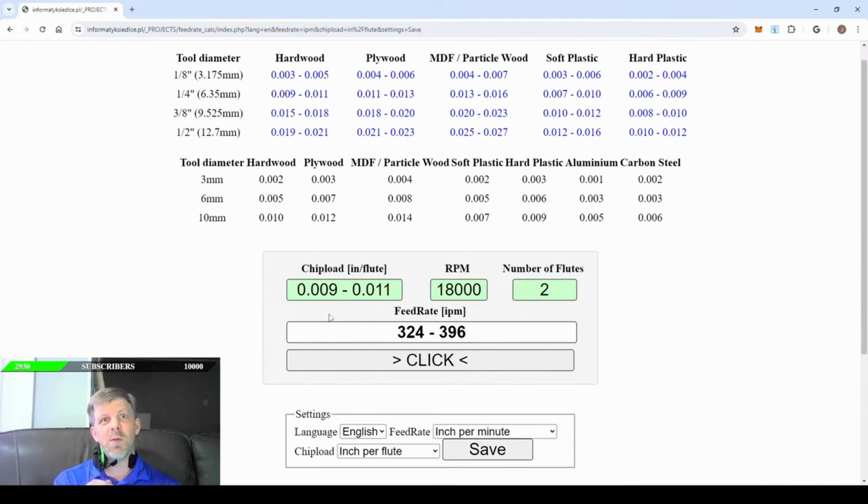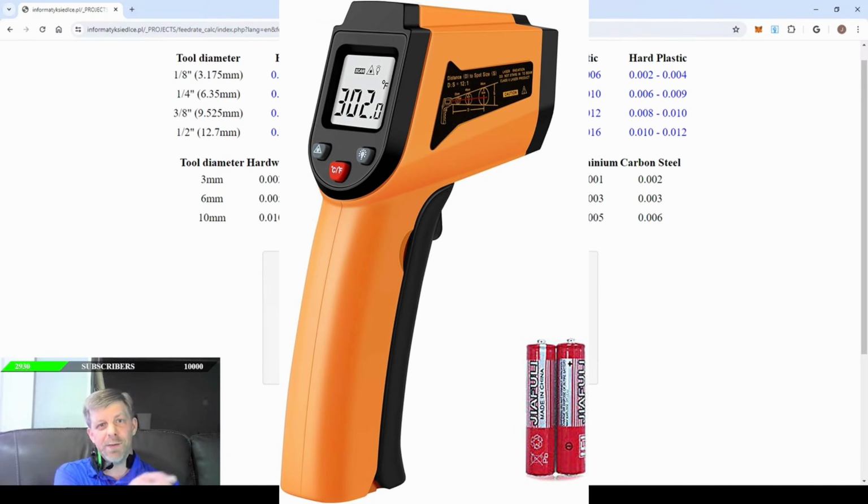And those are the two important factors. So the cooler your bit and the cooler your material is, the better your chip load is. So the best way to test chip load is to test bit temperature. And I recommend buying one of those cheap $12, $14 little infrared heat guns that are thermometers.